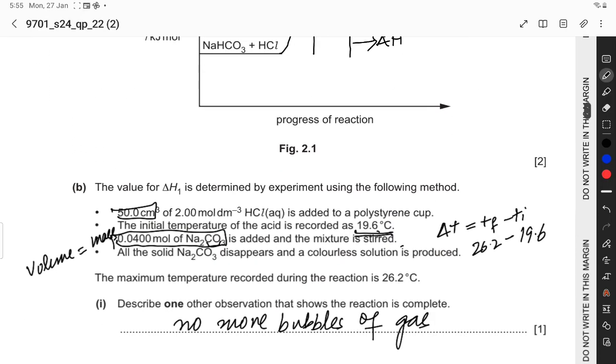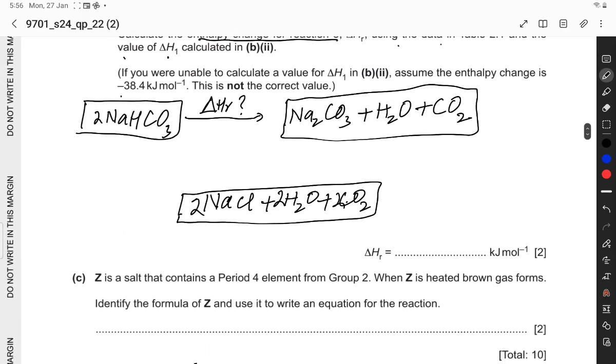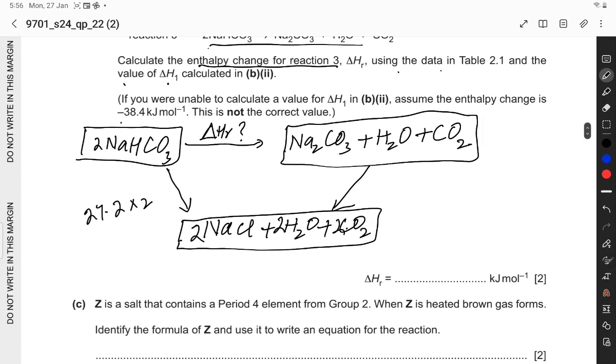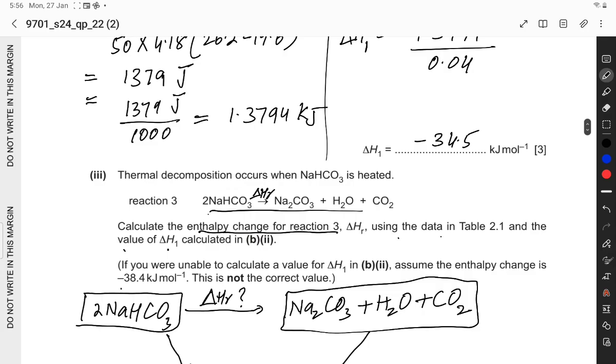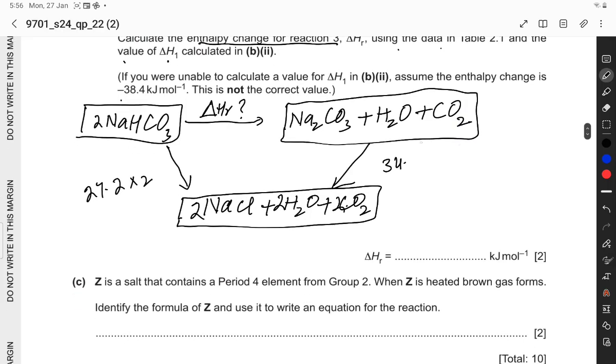27.2 is the delta H2. Here sodium hydrogen carbonate forms, and also is formed by reacting with HCl. So this is 27.2 into 2, and delta H R is unknown, and this is the value we have calculated, delta H1, 34.5.